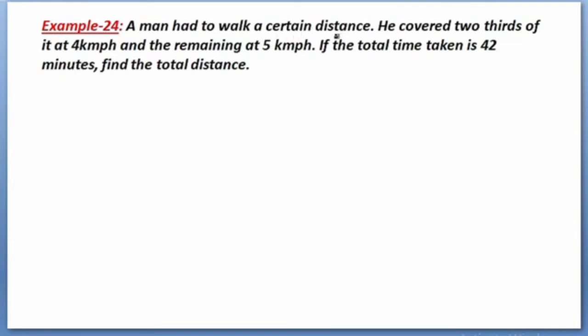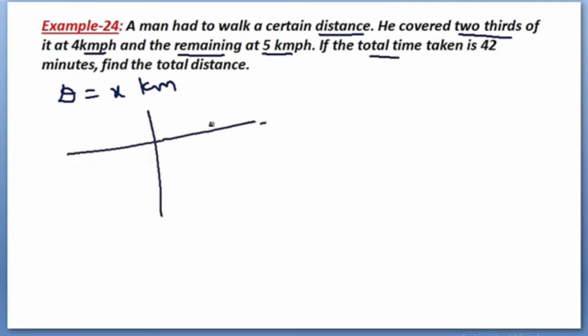First, let the distance be x. Now take the first case: the distance is x kilometers, and in this x kilometers he covered 2/3 of it at 4 km per hour and the remaining distance at 5 km per hour, and they have given the total time. Here we have two cases. This is the first case and this is the second case. In the first case, the total distance is x kilometers. Of this total distance, he covered 2/3 of the distance, that is 2 by 3 of x kilometers.